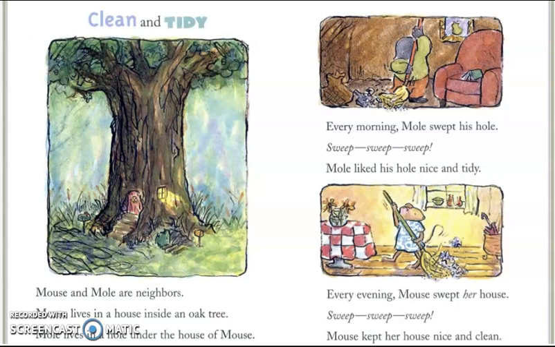This story is called Upstairs Mouse, Downstairs Mole by Wong Herbert Yi. This chapter is called Clean and Tidy. Mouse and Mole are neighbors. Mouse lives in a house inside an oak tree. Mole lives in a hole under the house of Mouse. Every morning, Mole swept his hole. Sweep, sweep, sweep. Mole liked his hole nice and tidy. Every evening, Mouse swept her house. Sweep, sweep, sweep. Mouse kept her house nice and clean.